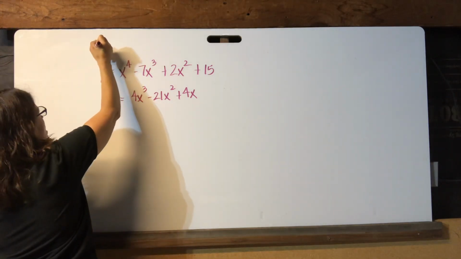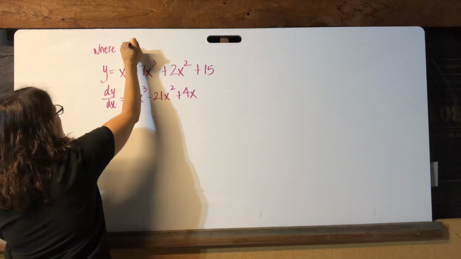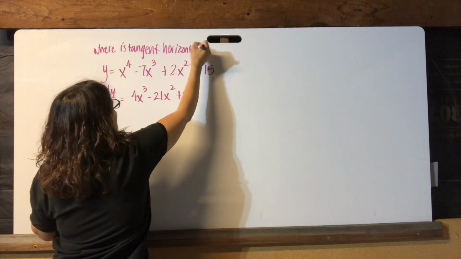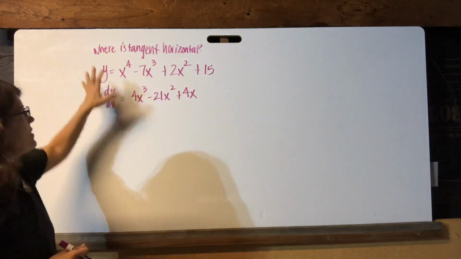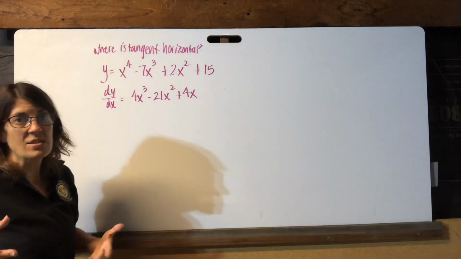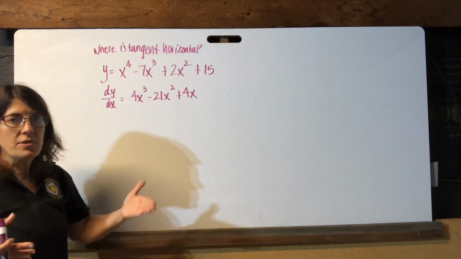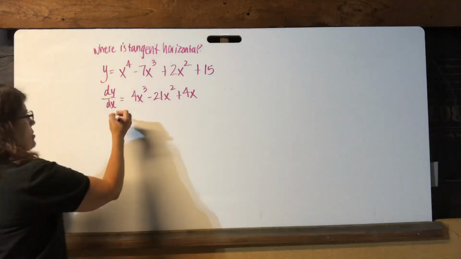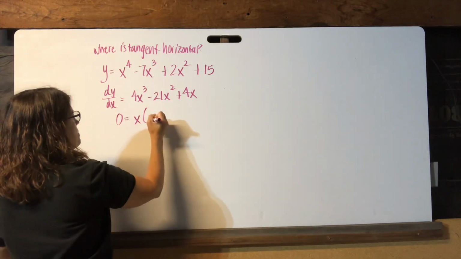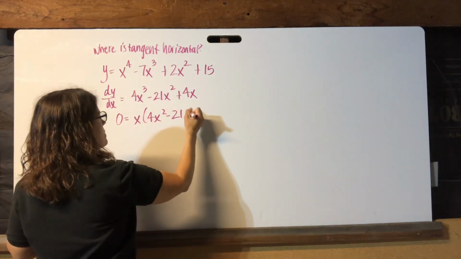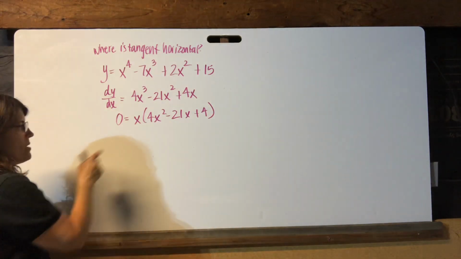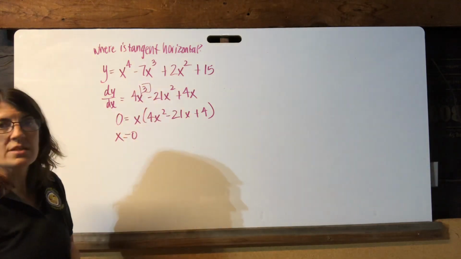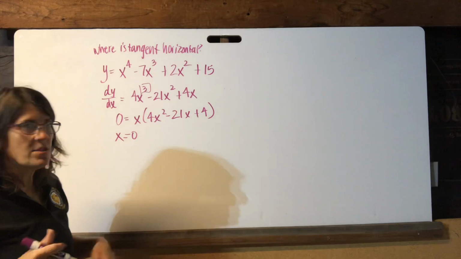It was the same question before. I want to know where the tangent is horizontal. That's the question. So the derivative is going to tell me the generic slope of the tangent line anywhere on the curve. Horizontal means I specifically want to know where the slope is 0. So I'm going to take my derivative and set it equal to 0. So x is 0. By the way, the degree is 3. You should have 3 answers.